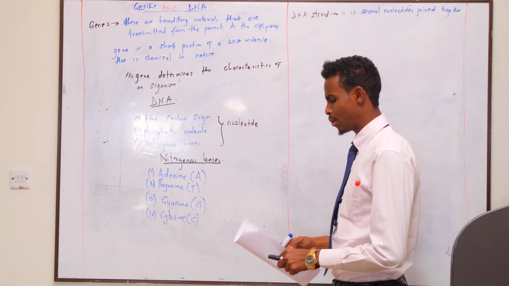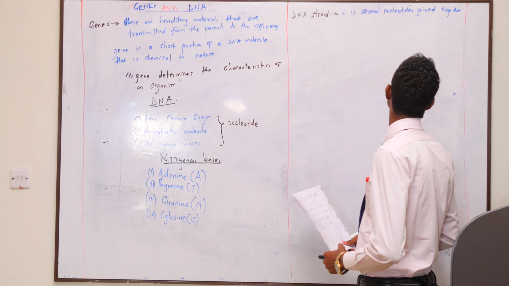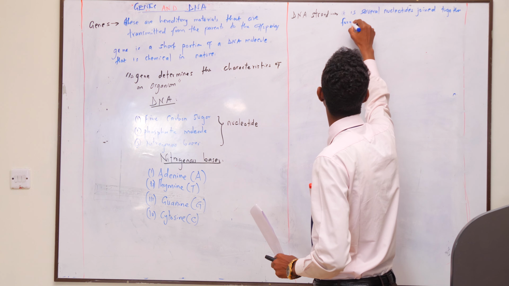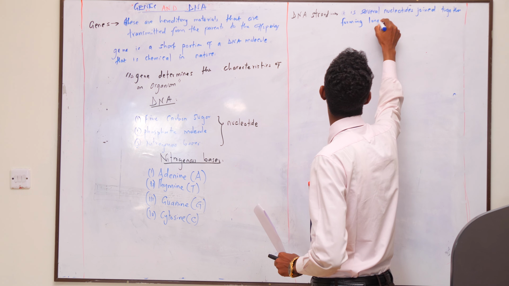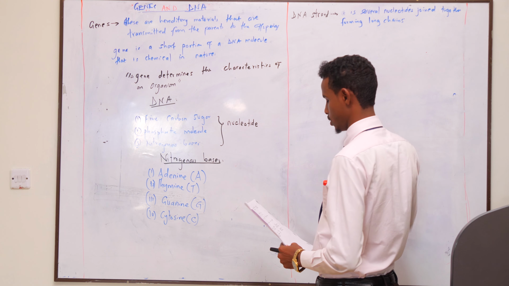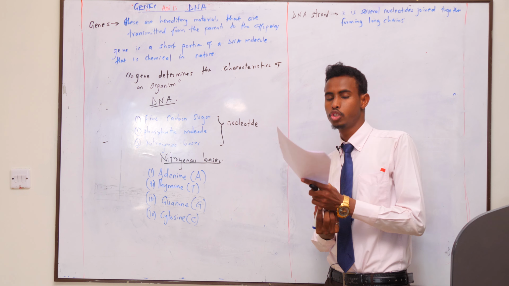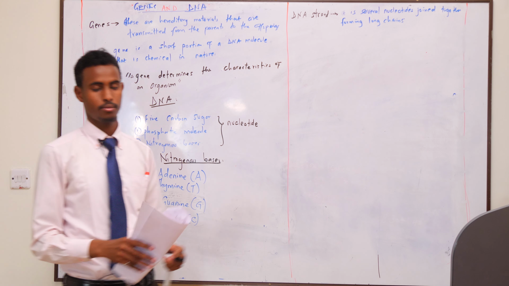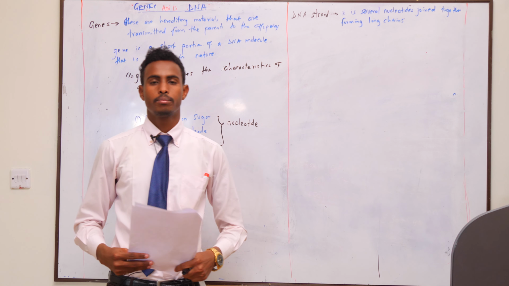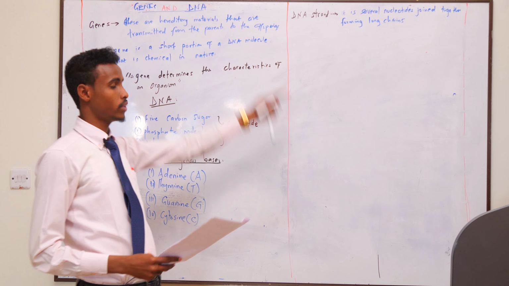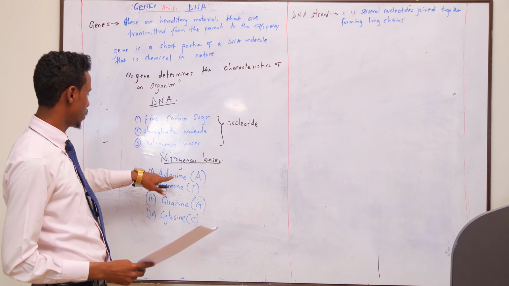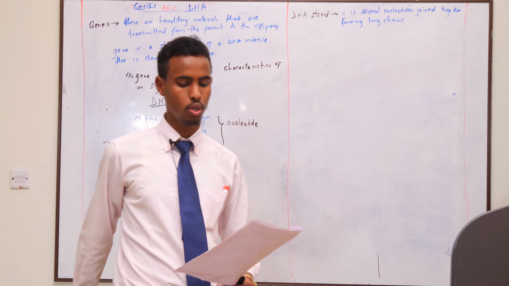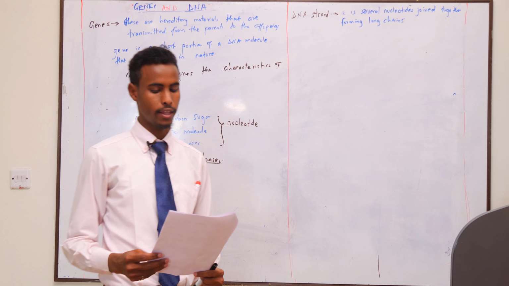Now, when several nucleotides are joined together, they form long chains. Several nucleotides joined together forming long chains is what is called the DNA strand. Because we are going to see along the length of a DNA strand, we have the following: adenine, thymine, guanine, and cytosine. And there's a way these four, again, are going to pair with one another.